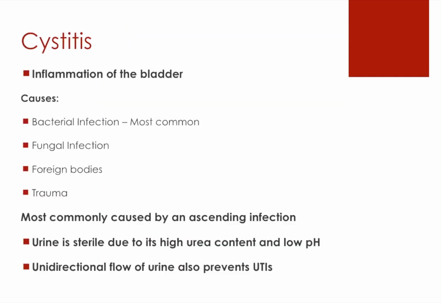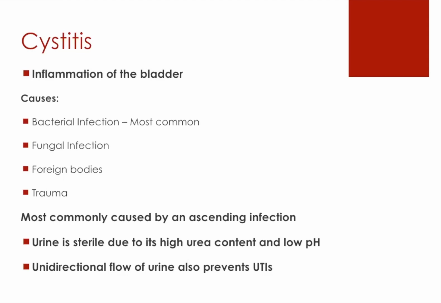So let's start with cystitis. Cystitis is the most common form of a UTI. And if you break down the word, cyst refers to the bladder, and itis is a term we use for inflammation. So it means inflammation of the bladder. The most common cause of cystitis is a bacterial infection. It can be caused by a fungal infection or foreign bodies. A foreign body could be if you have a kidney stone, for example. This can lead to cystitis, as well as trauma.